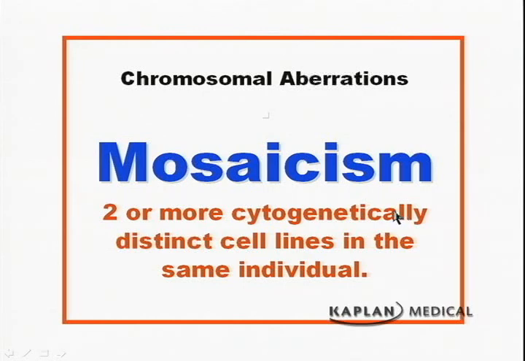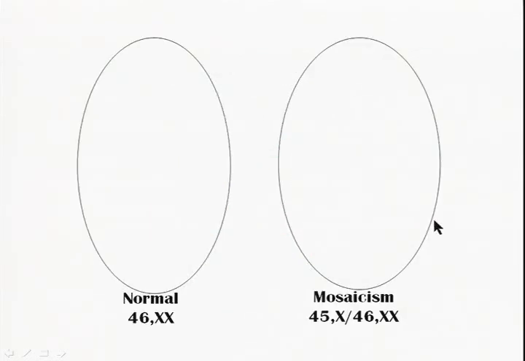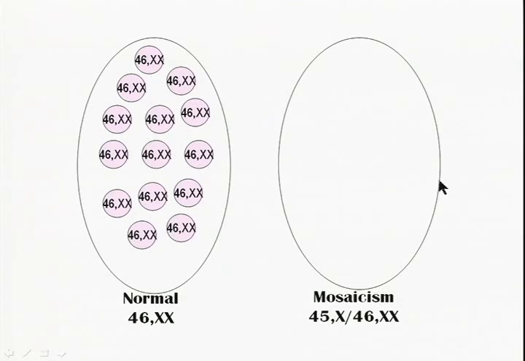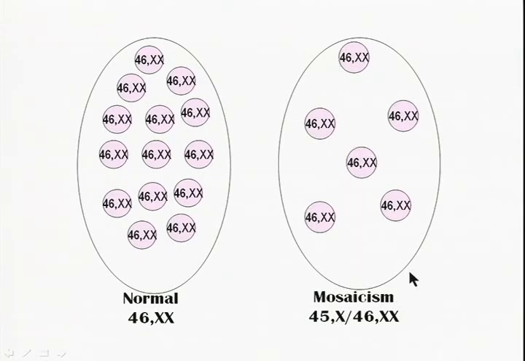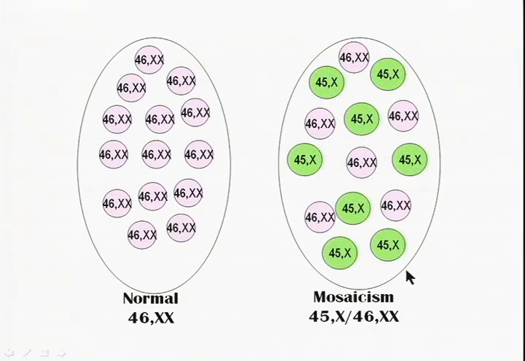Another kind of aneuploidy is mosaicism. This is where you have 2 or more cytogenetically distinct cell lines in the same individual. Let me show you a picture. A picture is worth 1,000 words. A normal female in every cell of her body has 46XX. A mosaic woman may have both 46XX and 45X. So some of her chromosomes are 46XX, and some of them are 45X. This is called a Turner's mosaic.